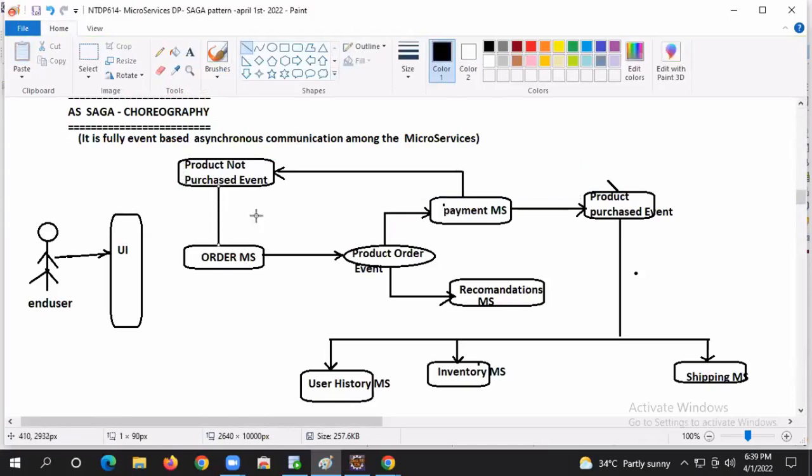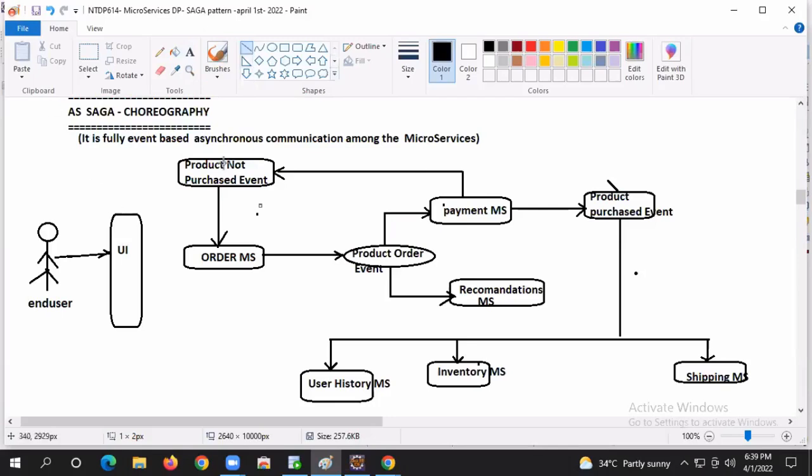It comes to this. Again, it comes to order MS, guys. I think you are able to feel it, guys. Again, it goes because payment failed or some problem. So then again, it comes to order MS to order the next item.